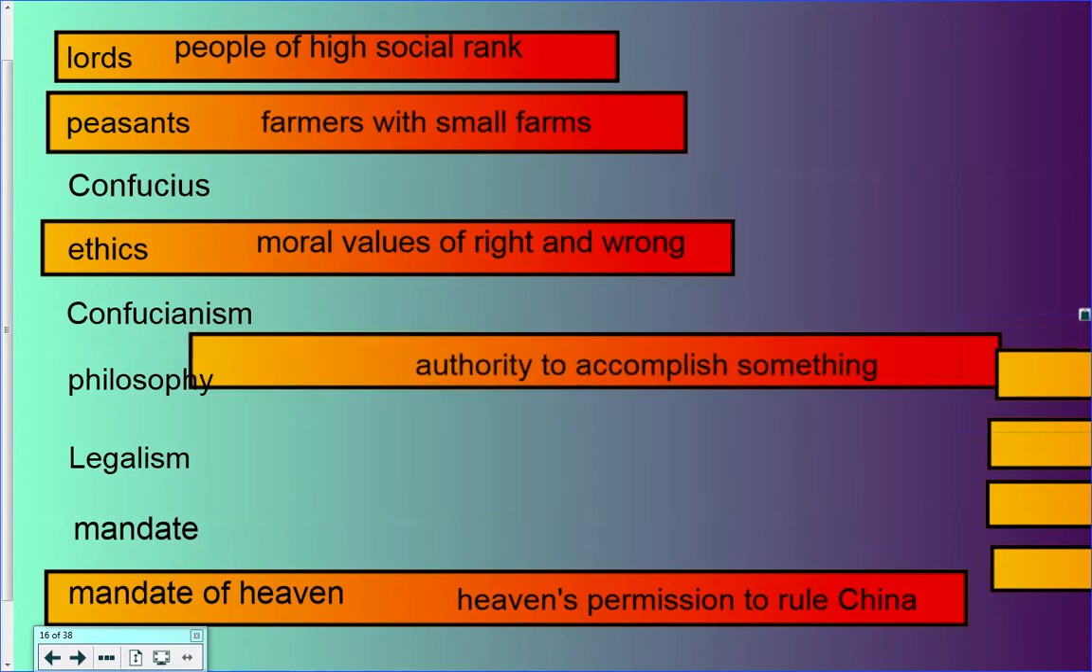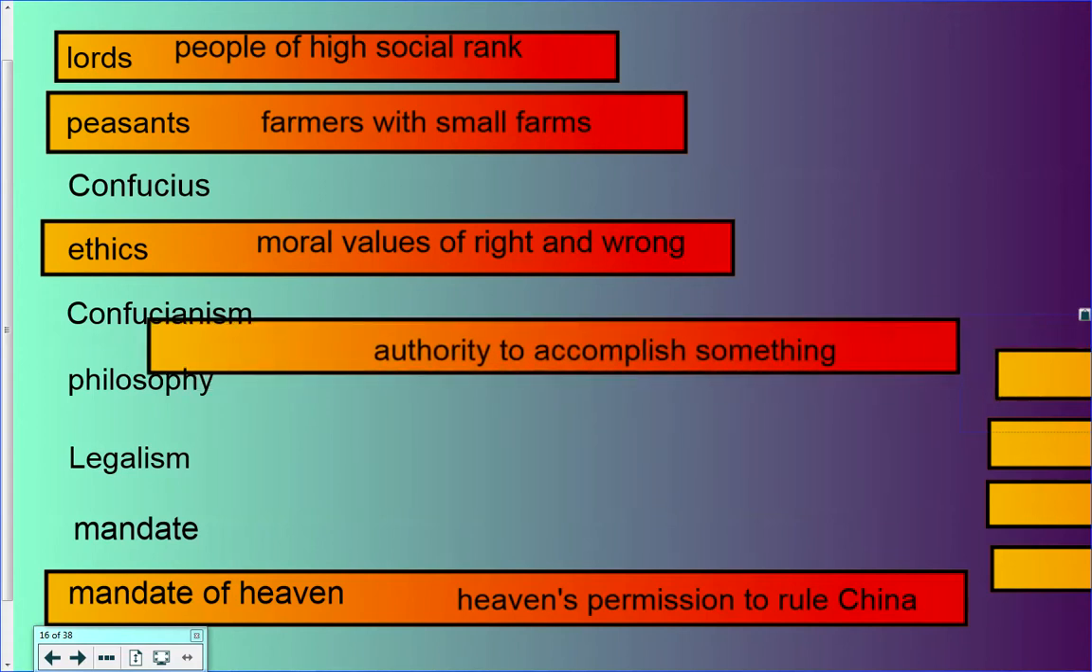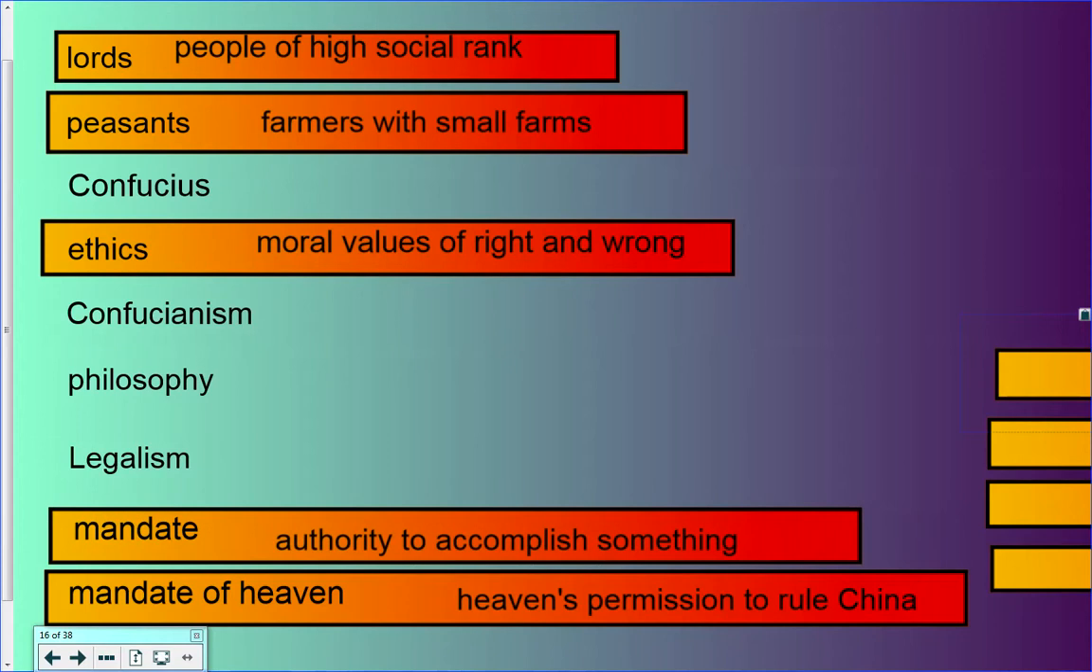Authority to accomplish something. If somebody gives you authority and you can accomplish something in their name or by their authority, that's called a mandate. Hence, you've got the authority to accomplish something. When heaven gives a Chinese ruler the authority to rule, we call that the mandate of heaven.